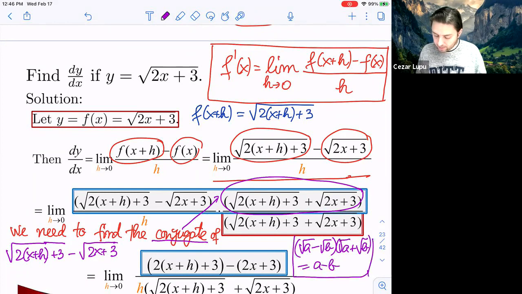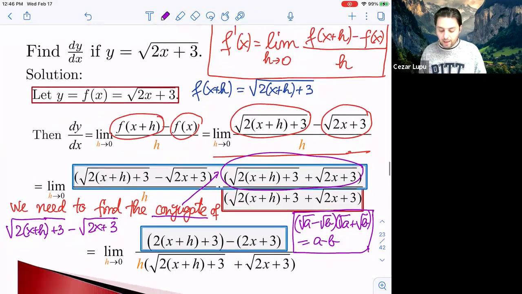So using this identity, we're going to end up with this expression right here. So the square root will just vanish, right? Look at the top. Once we multiply, in our case, a is 2 times x plus h plus 3, and b is 2x plus 3. We have the difference of the square roots times the sum of the two square roots, and of course, it will be just the difference of the quantities inside the square roots. Does this make sense?